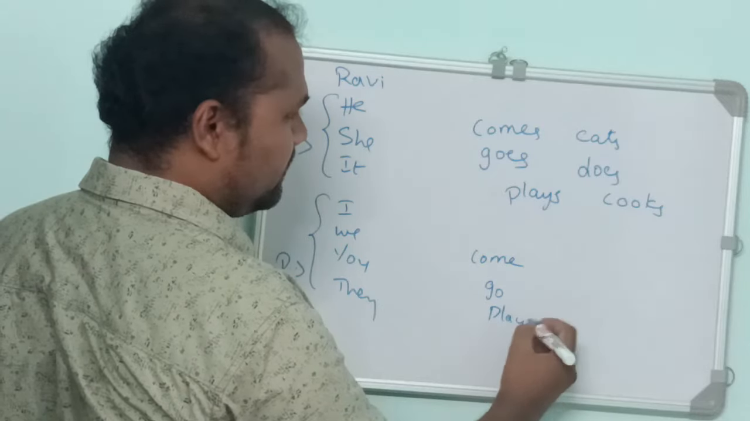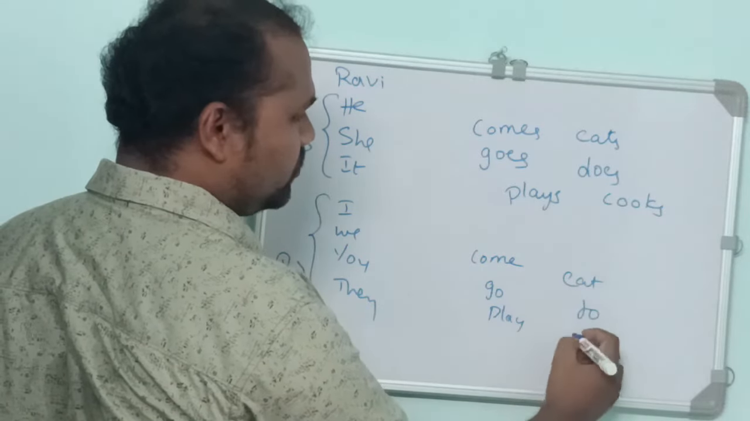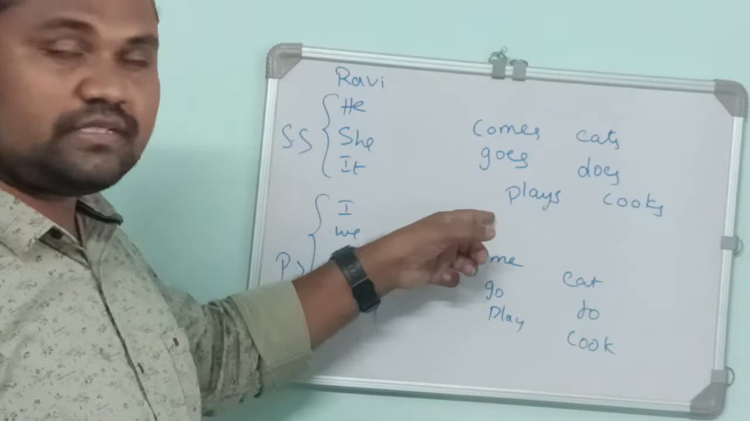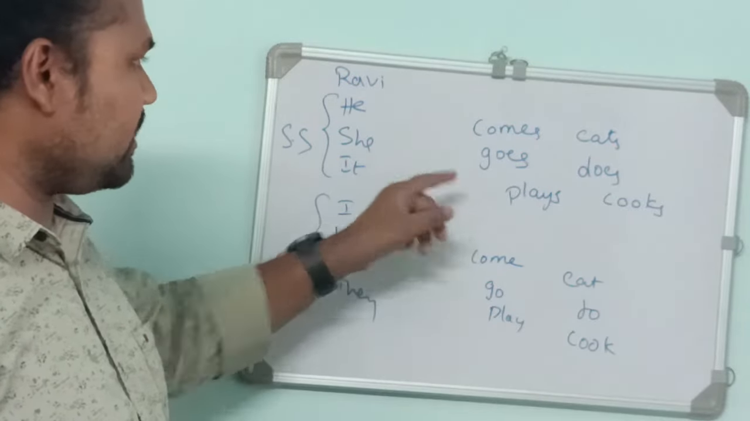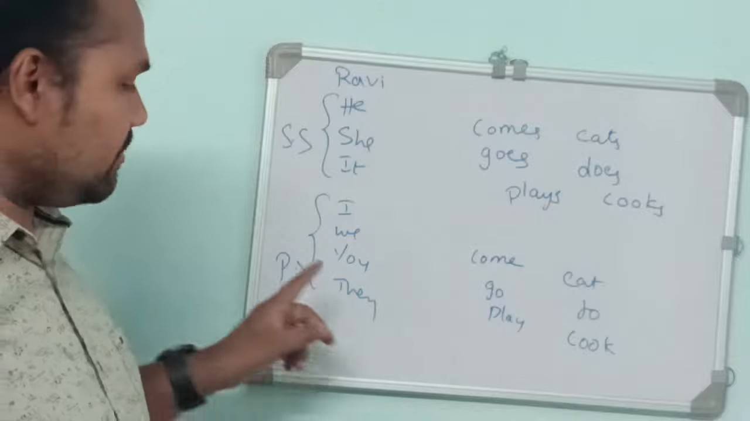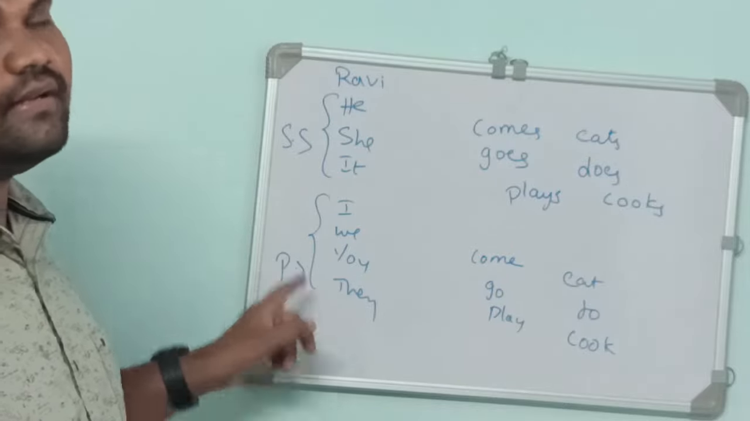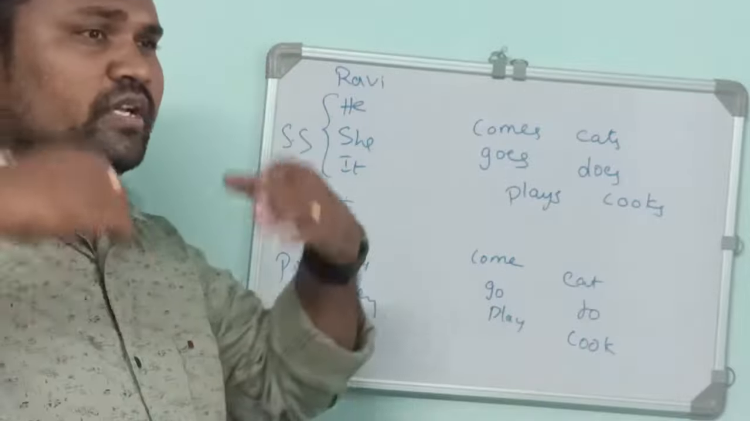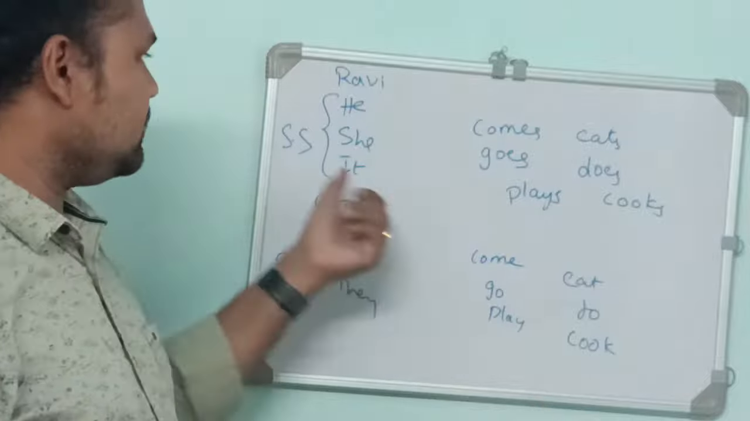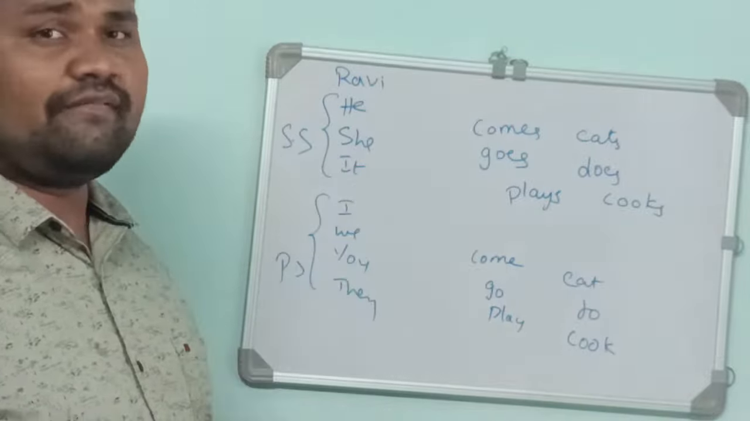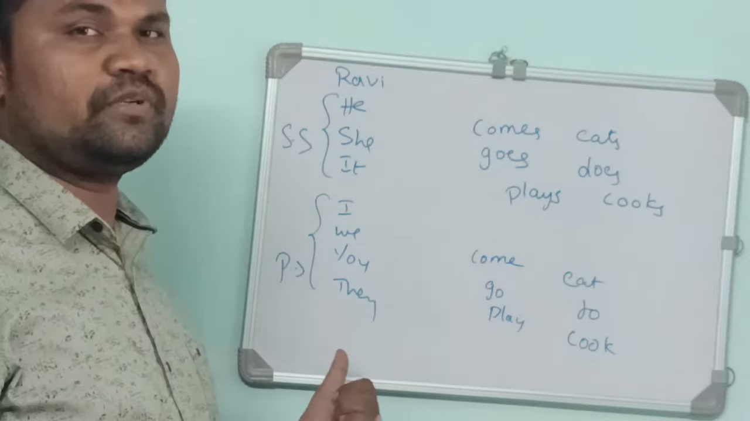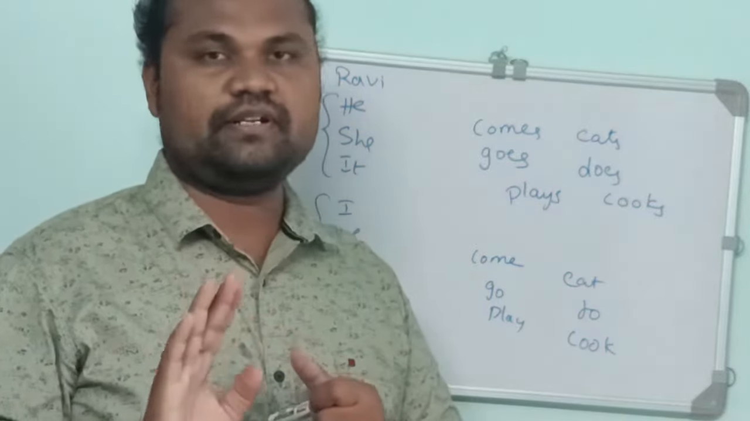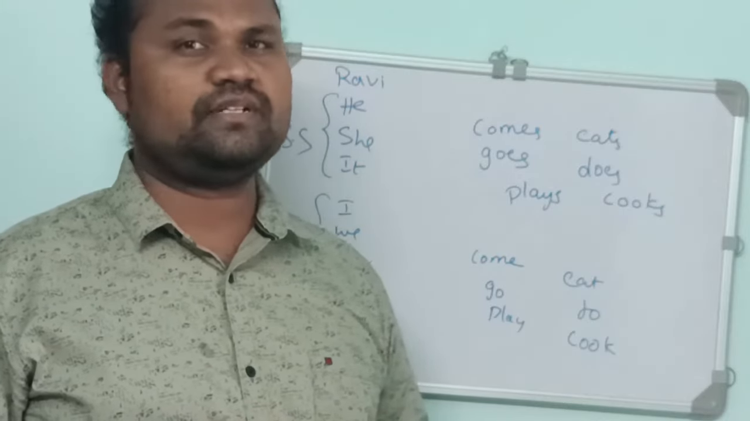Without s or es: come, go, play, eat, do, cook. These are plural verbs, and those are singular verbs. A singular verb should agree with a singular subject, and plural verbs should agree with plural subjects. Understood? Whenever you are speaking about a single subject, you should match it with a single verb. Whenever you are talking about plural subjects, you have to match them with the plural verb.